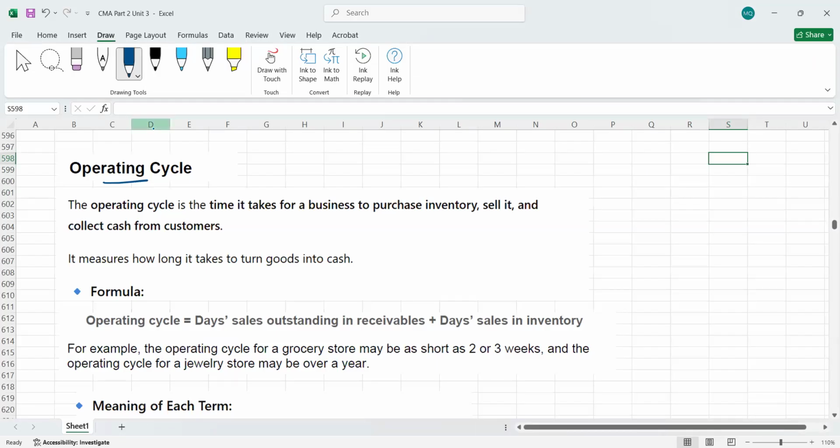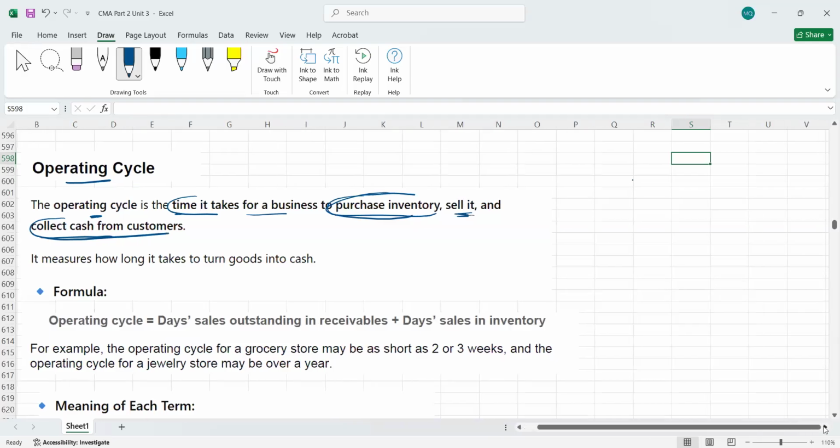So what is the operating cycle, guys? Operating cycle is the time it takes for a business to purchase inventory. When we deal in a business, first we generally purchase the inventory, then we sell it, and then we collect cash from the customer. So actually, it is the time from the purchase of inventory till the collection of cash from the customer. That is called the operating cycle.